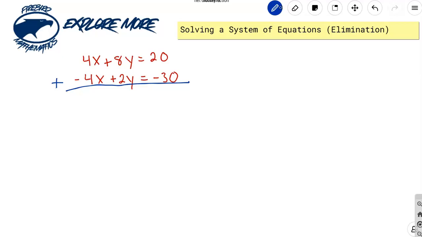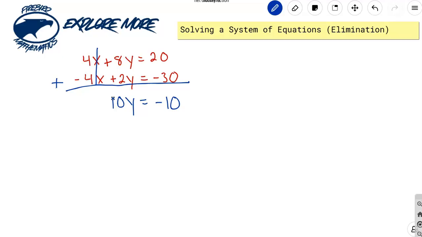So if we do 4x plus negative 4x, those just cancel out. That's just 0. And then we have 8y plus 2y, that's 10y. And then 20 plus negative 30 is negative 10. So when we use this elimination strategy, it gives us a way to eliminate the x variable from this equation. Now, that only works because they are perfect opposites of each other, right? 4x and negative 4x. And then everything else we just added together.